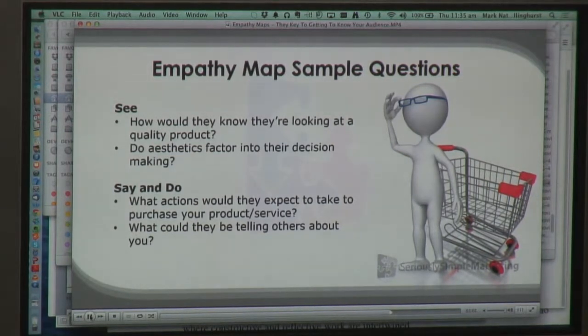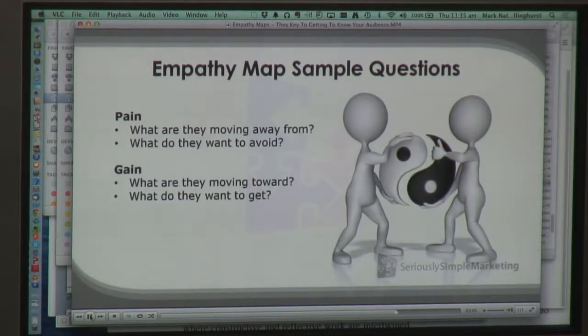Saying and doing, what actions are they taking? Are they comfortable buying online, or do they need to see something through the mail? Pain and gain. Again, what are they moving from? What are they moving toward? Or what are they trying to get? These are the types of questions you want to think about when you're filling out your empathy maps.